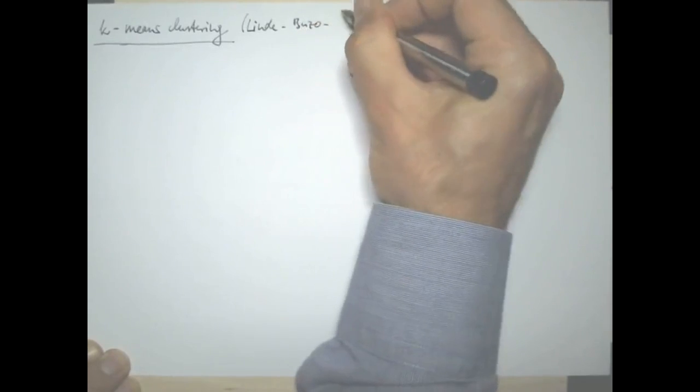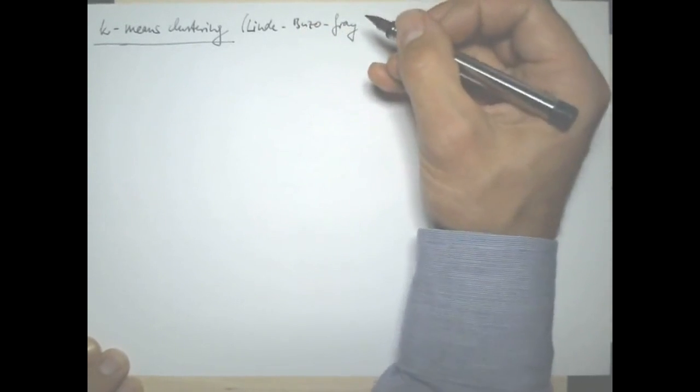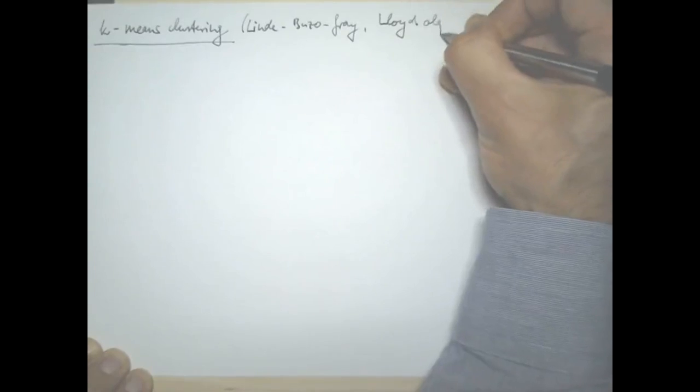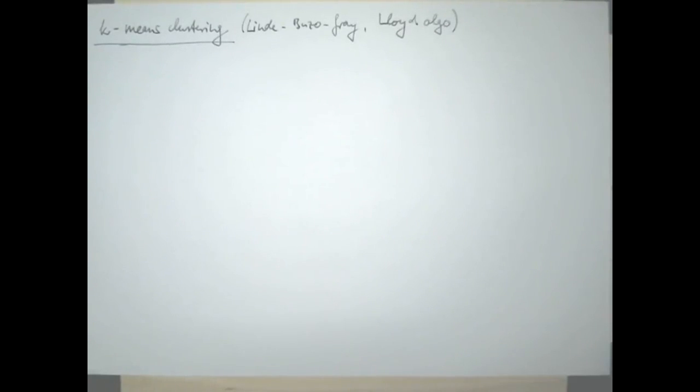By the way, it's also called the Linde-Buzo-Gray algorithm or the Lloyd algorithm, after their inventors who worked in communication. And I have already briefly mentioned k-means clustering when we talked about bilinear decompositions, about PCA and SVD and such. And in fact, it optimizes the following criterion.